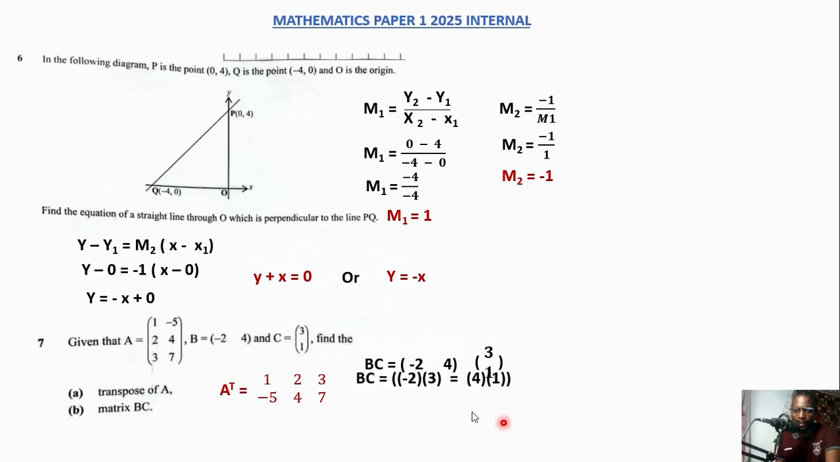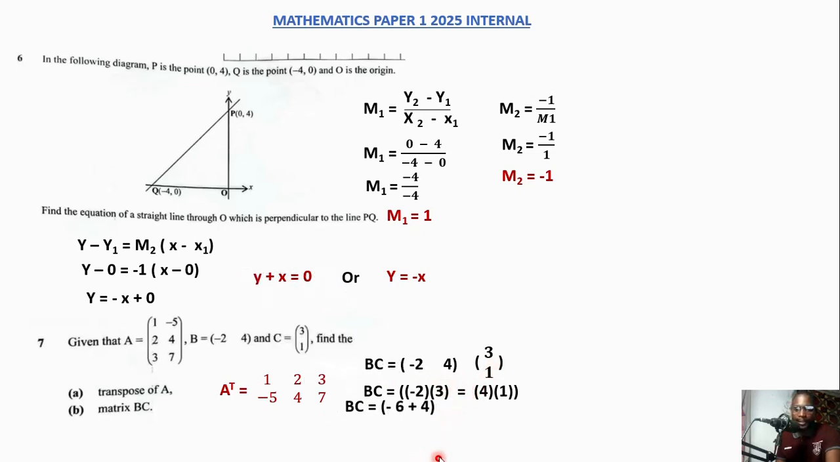So you have something like this, whereby you say -2 times 3. Don't mind about this equal sign, it shouldn't be there. So you say -2 by 3, and here you're supposed to have plus. This one, which is an equal sign, is supposed to be plus 4 times 1. I'm just doing row by column. So -2 times 3, then plus 4 times 1. Here you're supposed to have plus, not this equal sign.